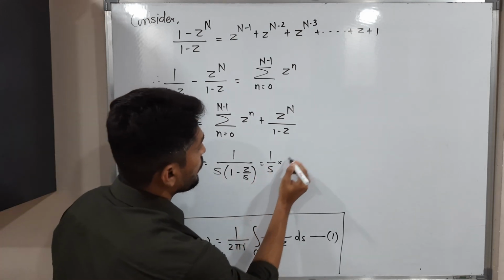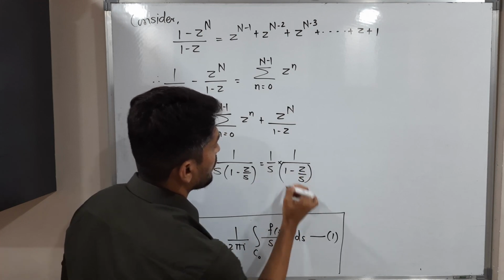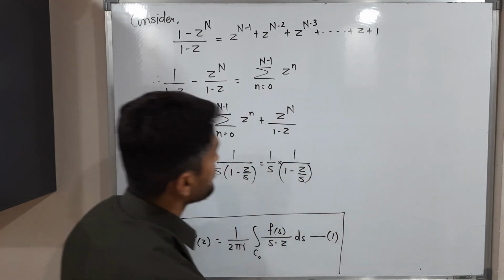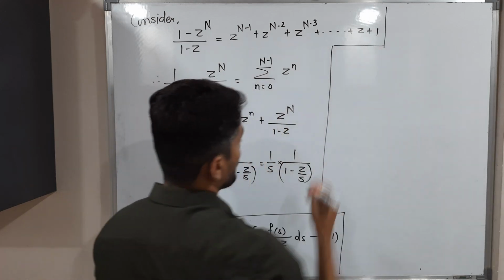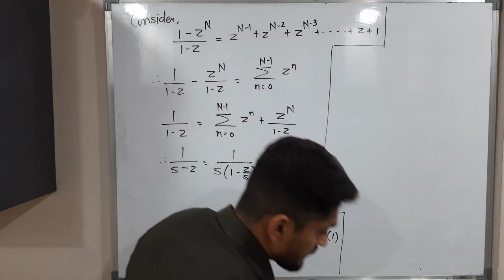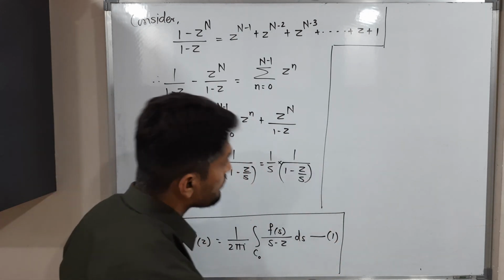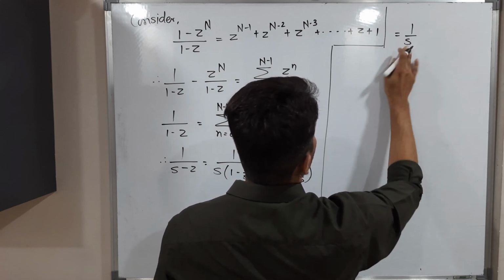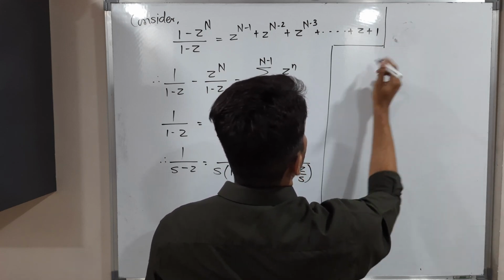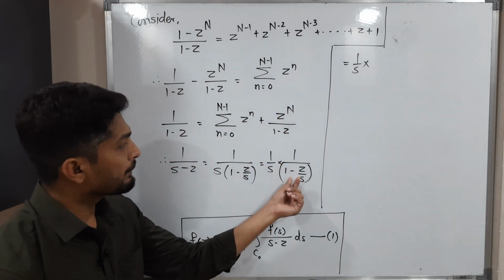Now we have 1 upon 1 minus z by s. We have a space, let us use it. This space I am going to use for further work. See, what will I get then? This is equal to 1 by s into 1 upon 1 minus z by s.